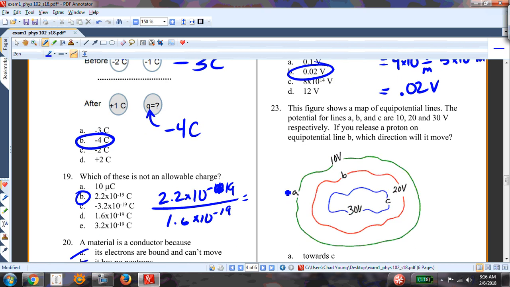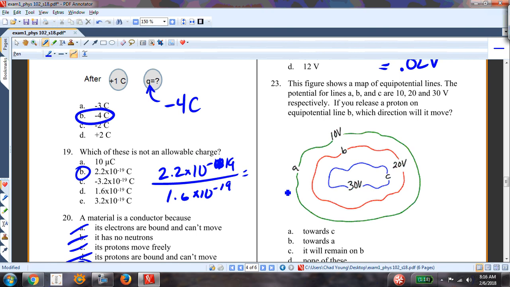This figure shows a map of equal potential lines. If you release a proton right here, which direction will it move? Well, what do protons do? I always like to go back to this figure. If I have a positive and a negative side, this is my high potential side, this is my low potential side. If I have a proton here, what direction is it going to move? Well, it's going to move in that direction. So it moves from high to low. So it's going to move towards a lower potential.